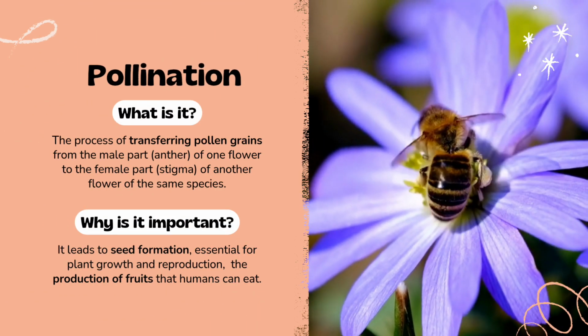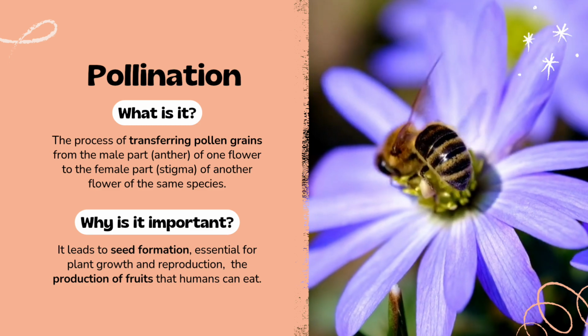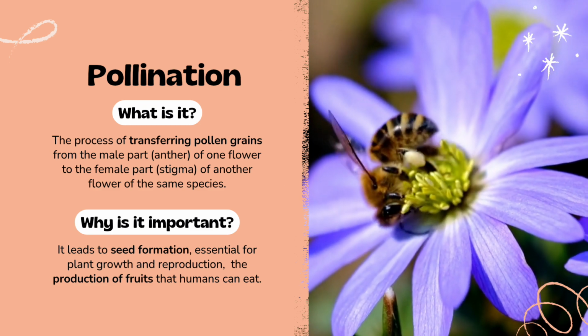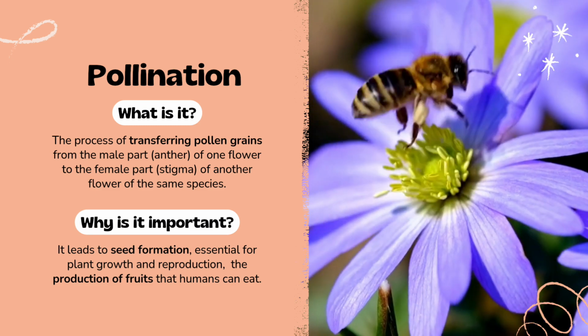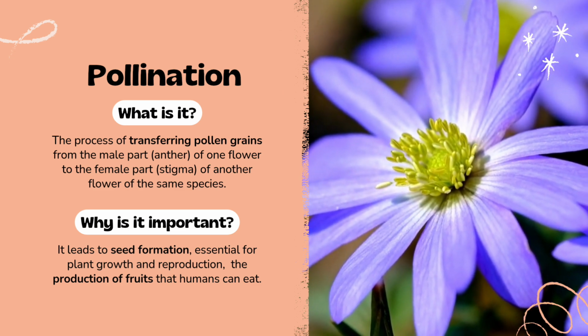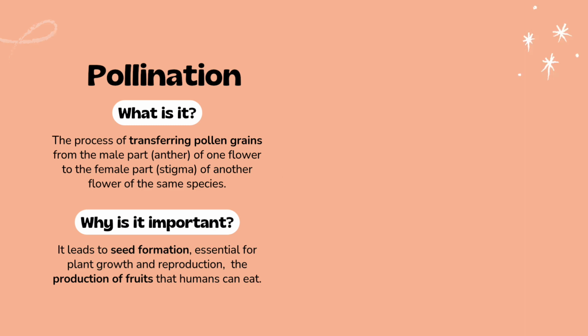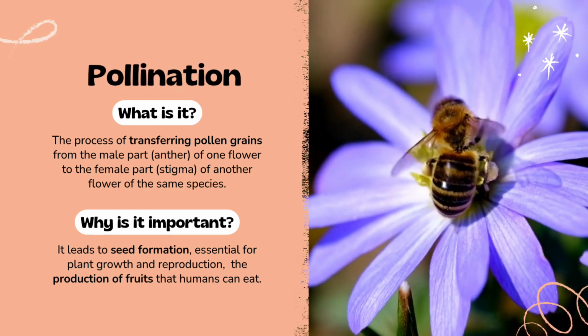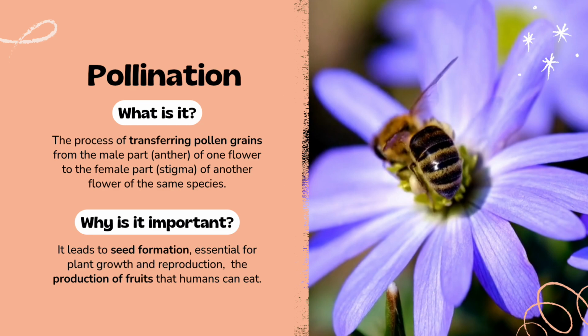Pollination. What is it? The process of transferring pollen grains from a male part of one flower to the female part of another flower of the same species. Why is it important? It leads to seed formation, essential for plant growth and reproduction, and the production of fruits that humans can eat.